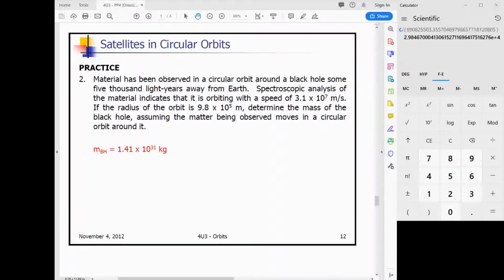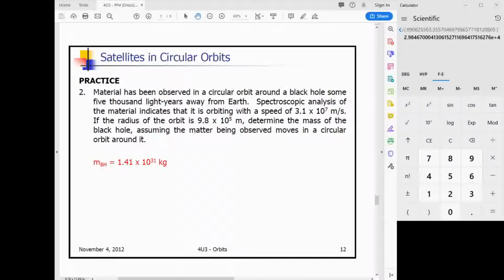Another problem here, it says that material has been observed in a circular orbit around a black hole some 5,000 light years away from Earth. Spectroscopic analysis of the material indicates that it is orbiting with a speed of 3.1 times 10 to the 7 meters per second. And the radius of the orbit is 9.8 times 10 to the 5 meters. Determine the mass of the black hole, assuming the matter being observed moves in a circular orbit around it.